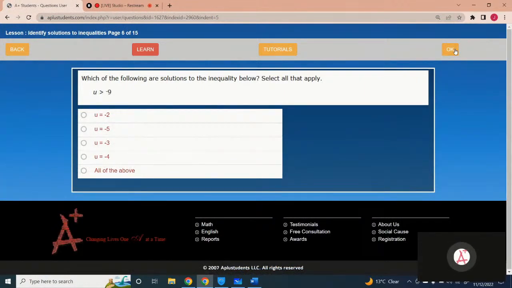The next one is u is greater than negative 9. Okay, negative 2, negative 5, negative 3, negative 4, all of the above. All the numbers are greater than negative 9. Got it?